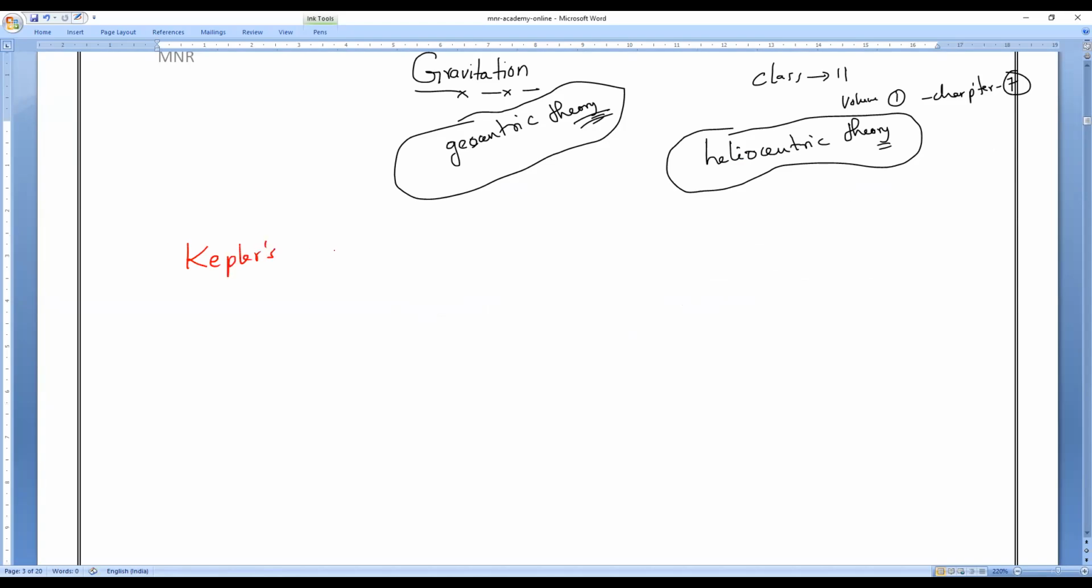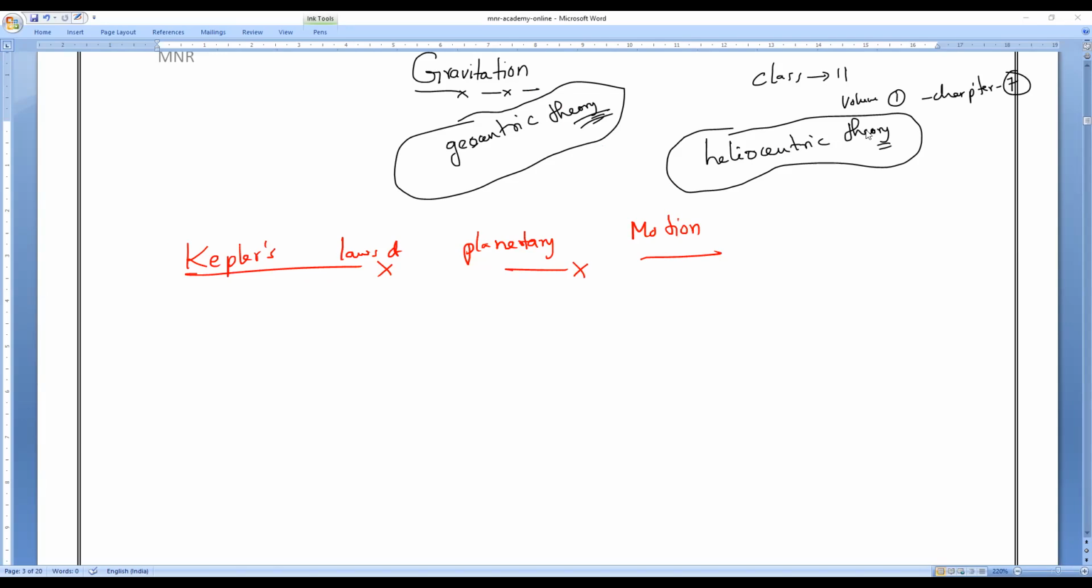Once you study Kepler's laws of planetary motion, then the universal law of gravitation is very, very simple. So, Kepler's laws of planetary motion. Remember, Mr. Kepler proposed three laws to describe the motion of a planet around the Sun. Those are the laws we call Kepler's laws of planetary motion.